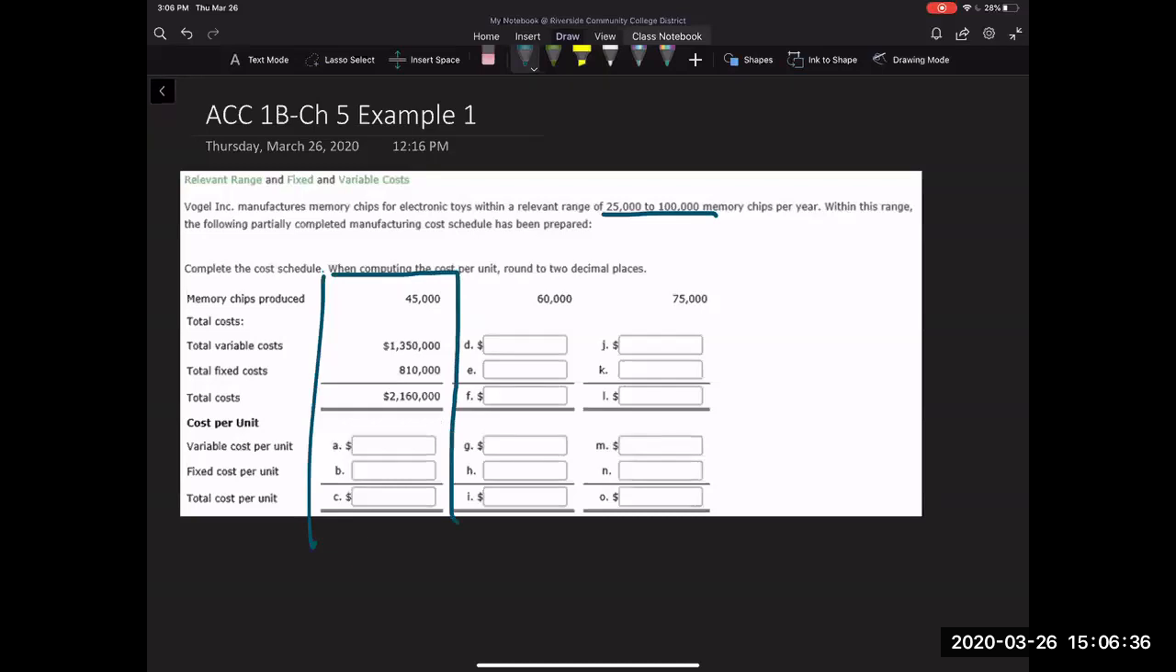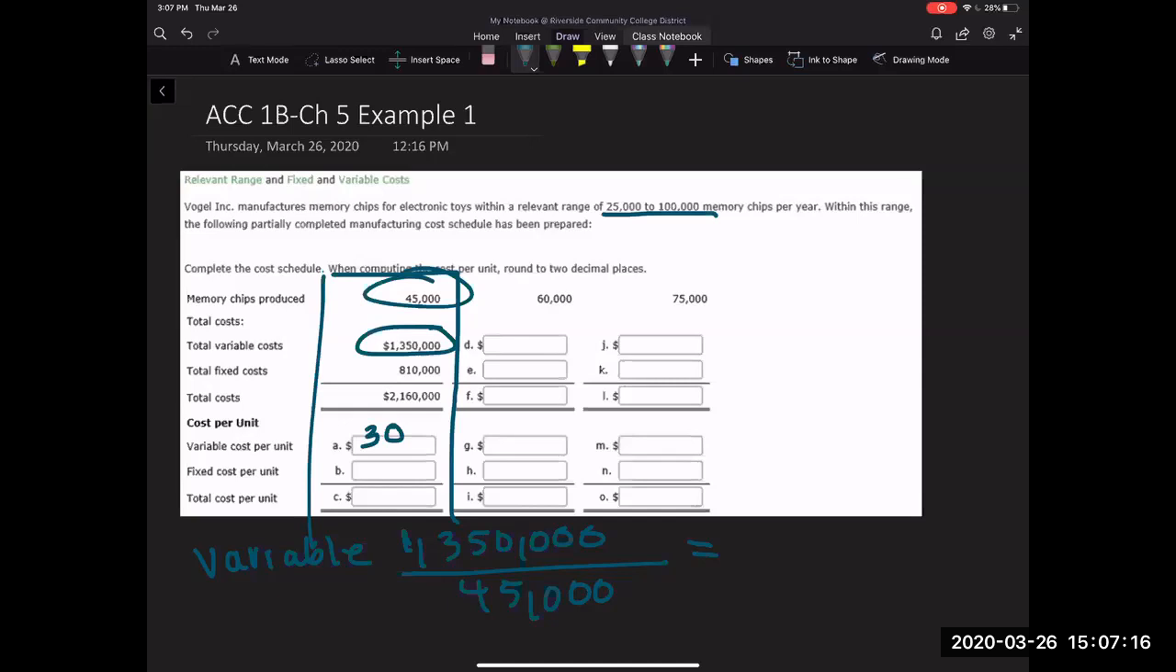If I am trying to find my variable cost per unit, well, my variable cost per unit is just going to be my total variable cost, which is here, 1,350,000. I'm going to divide that by my total number of units, which is the 45,000 units. Therefore my variable cost per unit is going to be $30 per unit, okay?